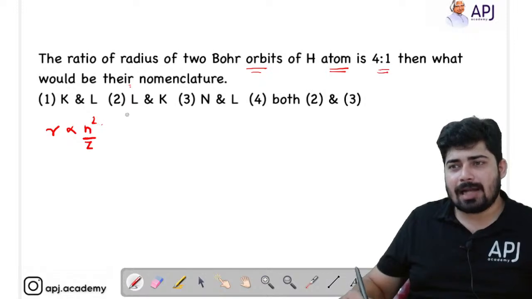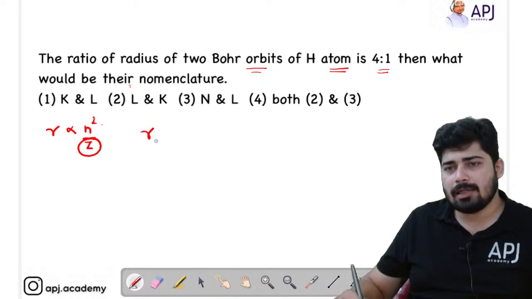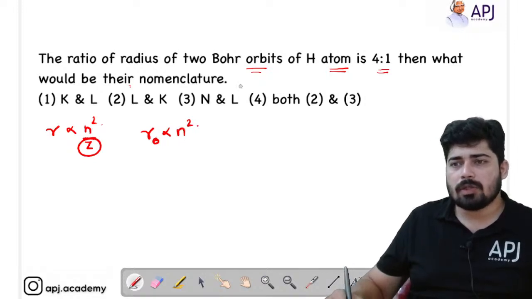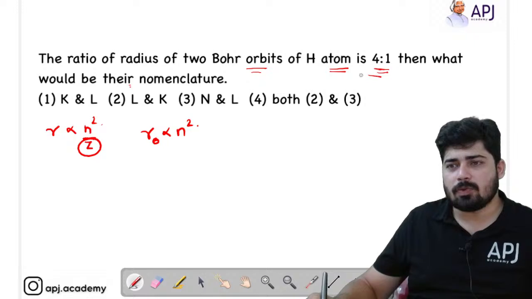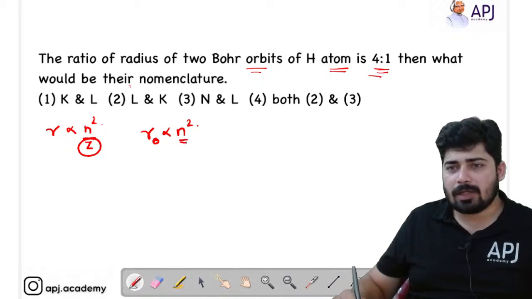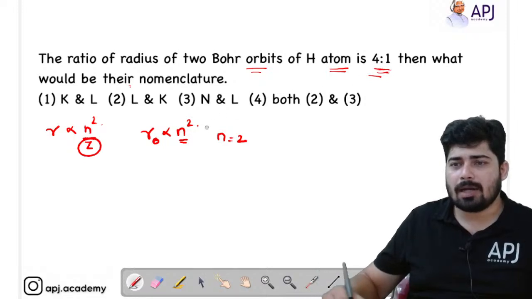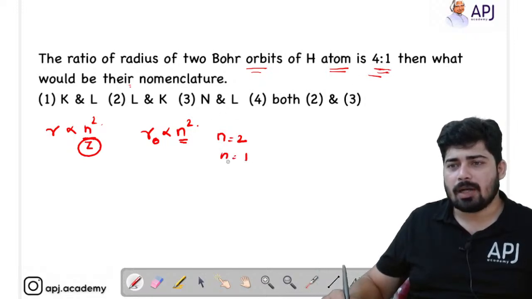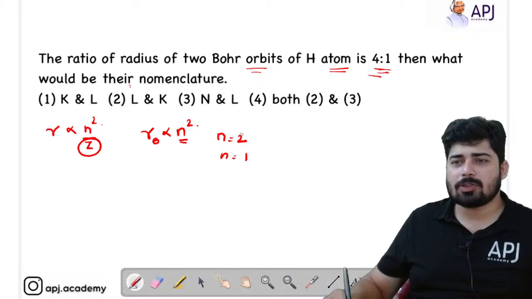Since it is hydrogen atom, we know that z equal to 1. So our equation is much more simpler now. So R, radius of orbit, is directly proportional to n square. So here we know that it is 4:1. In order to get 4 here, the n value will be 2. And in order to get 1 here, the n value will be 1. So 4:1 means the orbits will be 2 and 1.